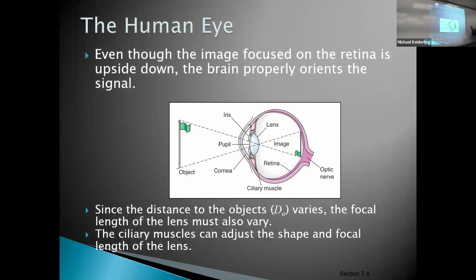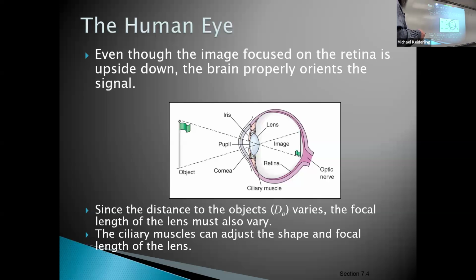The human eye consists of a lens, and the image focuses on your retina at the back of your eye. It will focus upside down because it's a real image focused on your retina. The brain will just properly orient it.